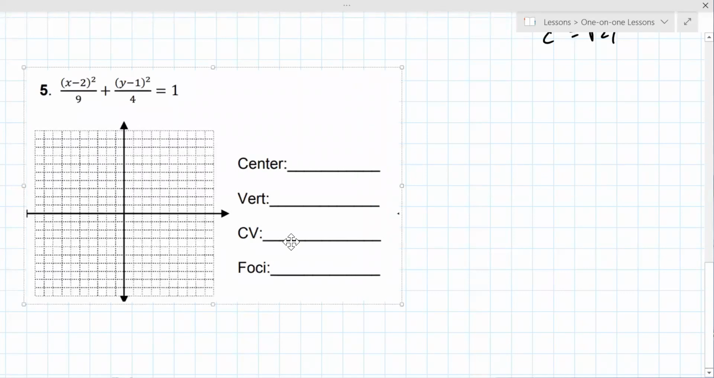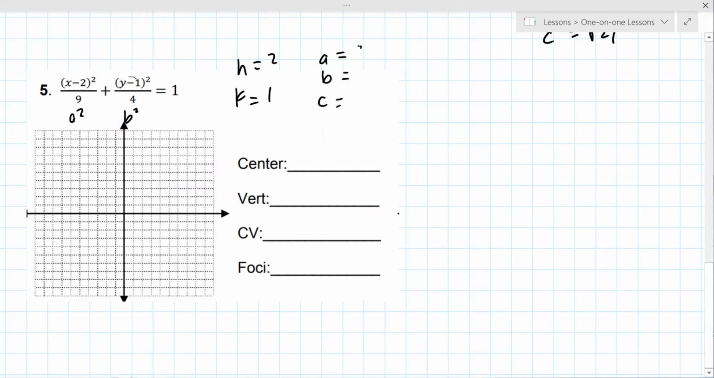Okay, so here, you asked this before. How do you know what H and K are? So H is 2 and K is 1. H is the value that makes this 0 up here. It's also the negative of this. K is the value that makes this 0, which is the negative of that. And then you do A, B, and C. So your A is 3, your B is 2, and your C, again, it's A squared equals B squared plus C squared. So 9 equals 4 plus C squared. C equals the square root of 5.